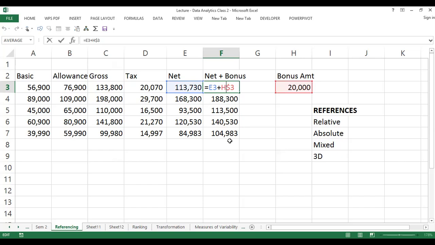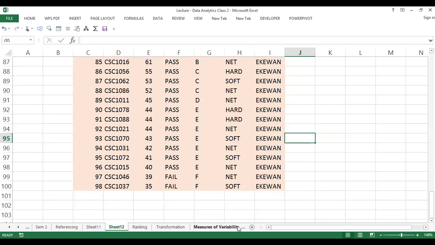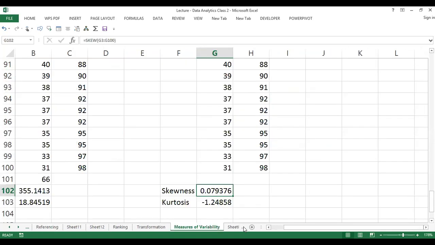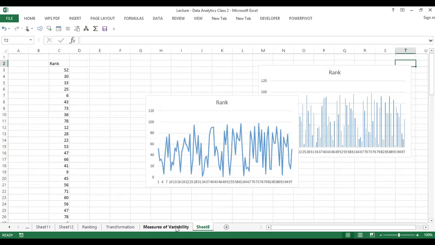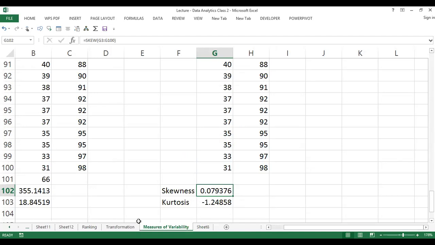Yes, sir. Then 3D referencing is when you from one cell attempt to reference another cell. Sorry, from one sheet. Okay. I'm trying to get something from another sheet entirely. That would be 3D referencing. Okay. That would be 3D referencing.